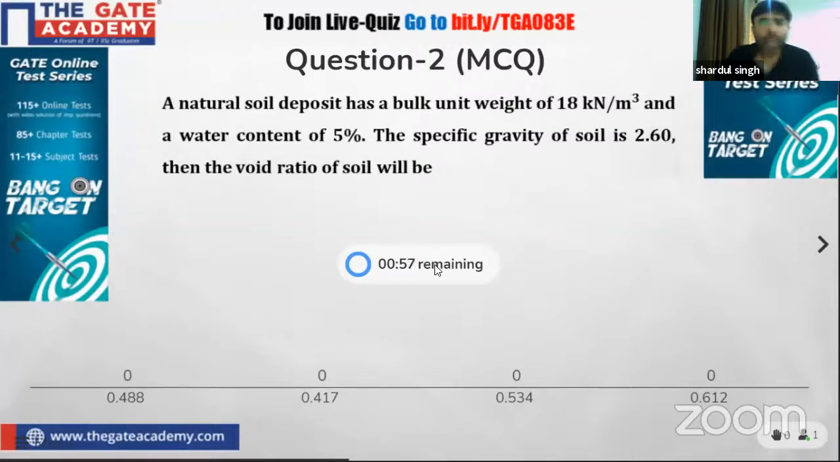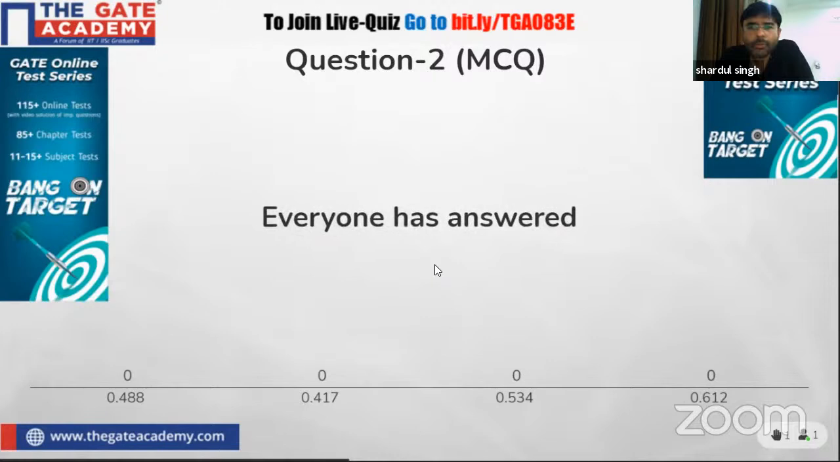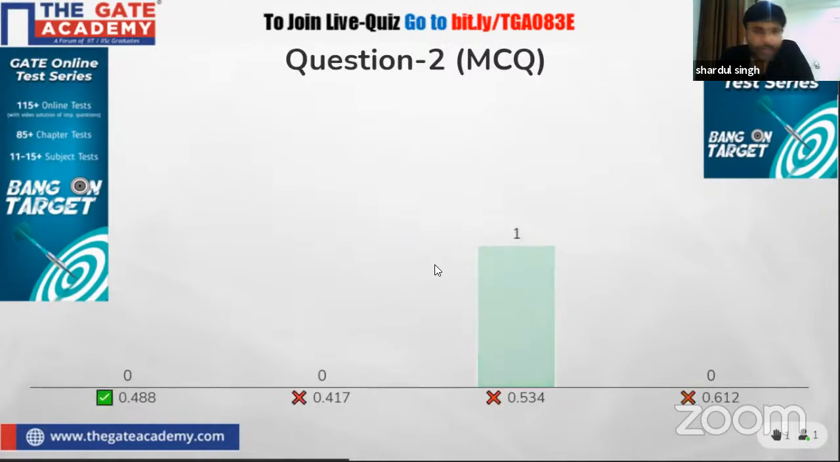A natural soil deposit has a bulk unit weight of 18 kilonewton per meter cube. Very good. Bharat, you have made it wrong. Anyway, we'll discuss all these questions just after finishing this quiz. I think you might have done some calculation mistake. Let us move to the third question now.